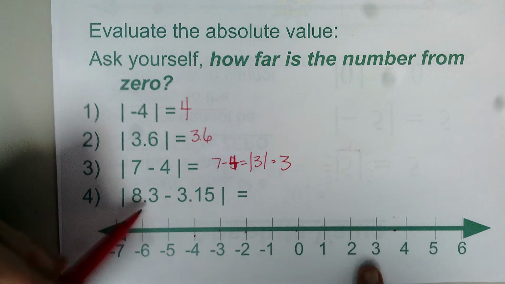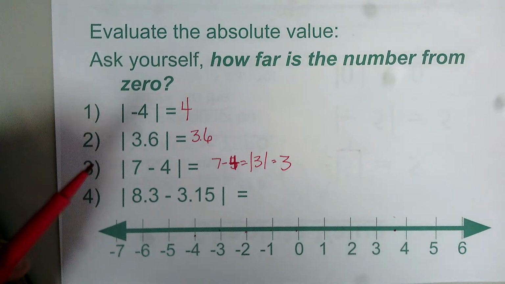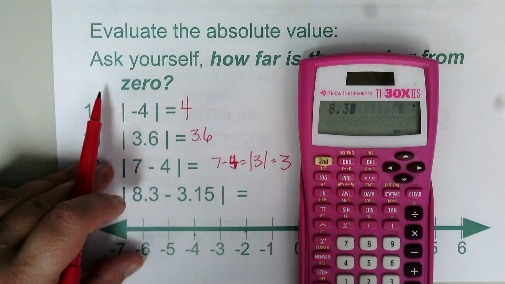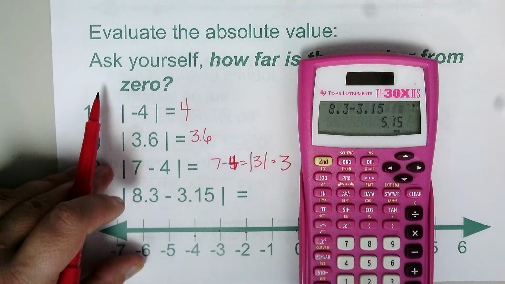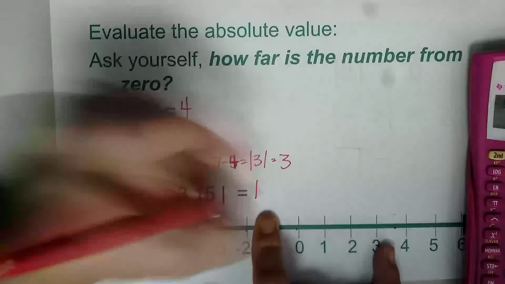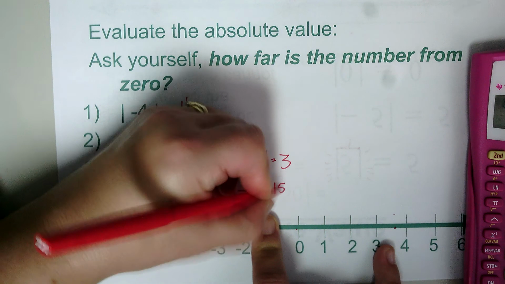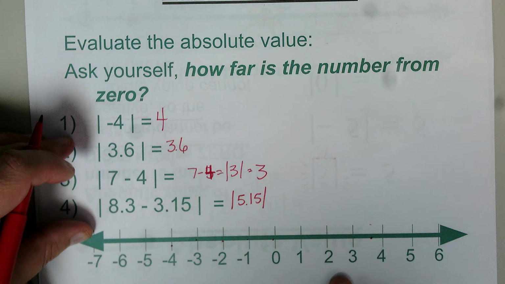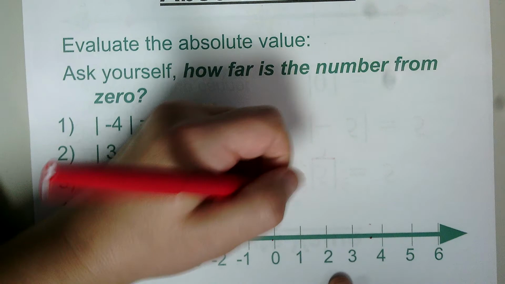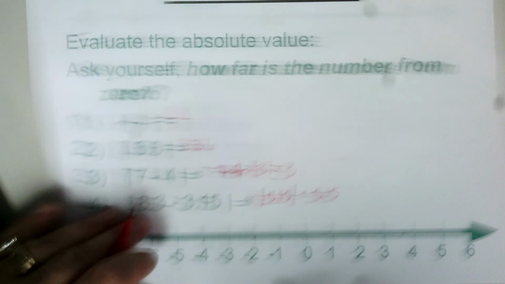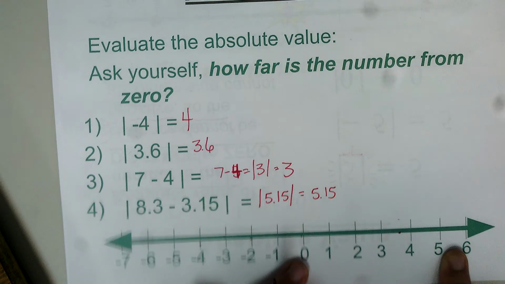Okay, 8 3/10 minus 3 1500. Let's see. We'll get the calculator for that one. 8 3/10 minus 3 1500, and that gives you 5 1500. So we'd put the absolute value signs around 5 1500. So what is the absolute value of 5 1500? I hope you said 5 1500, because it is just 5 1500 places from 0.